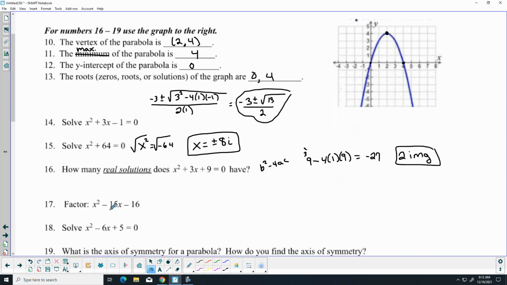All right, factor. This one should be an easy factor because there's no number in front of the x squared. Need to find 2 numbers that multiply to negative 16 and add to negative 15. x minus 16, x plus 1. On 18, 2 numbers that multiply to 5, add to negative 6, x minus 5, x minus 1.